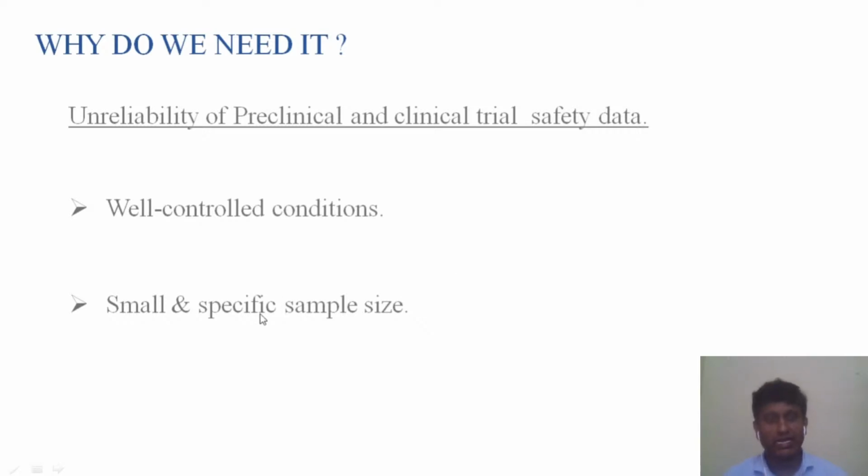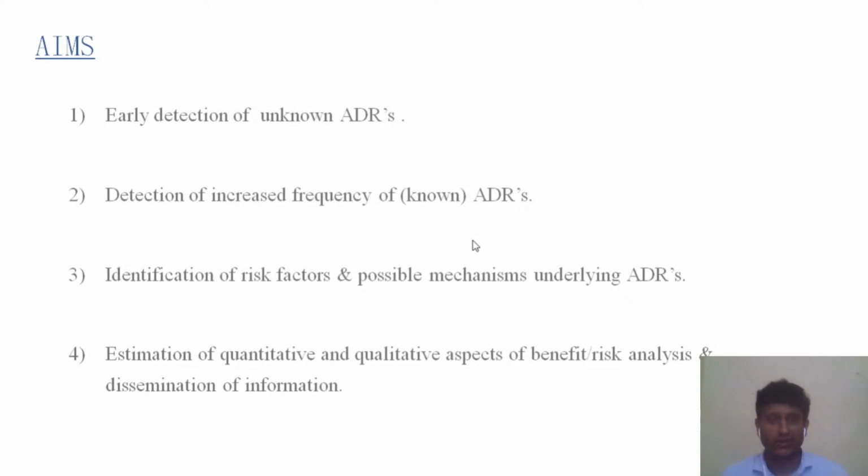Can we take the same drug on which a clinical trial was done in Africa and compare the same thing with Japan? It is very, very difficult. So this unreliability of the existing preclinical and clinical trial safety data, which is one of the limitations of these clinical trials, is giving us the need for pharmacovigilance.